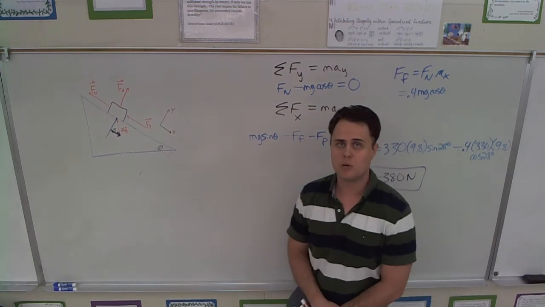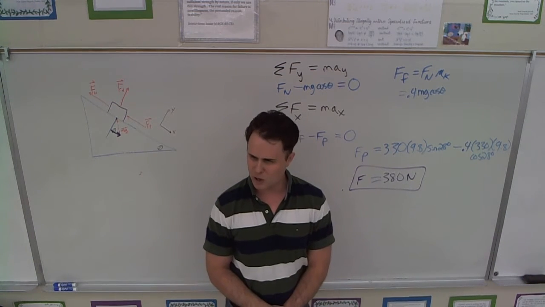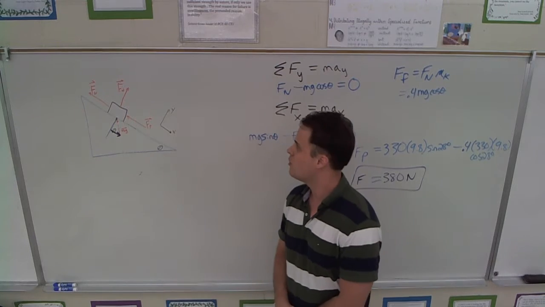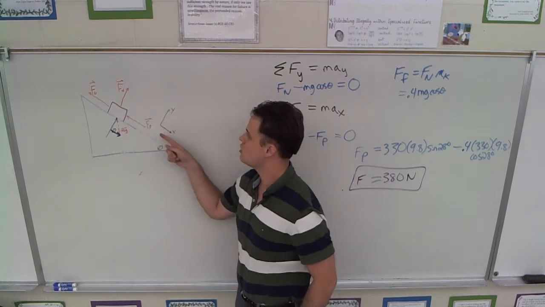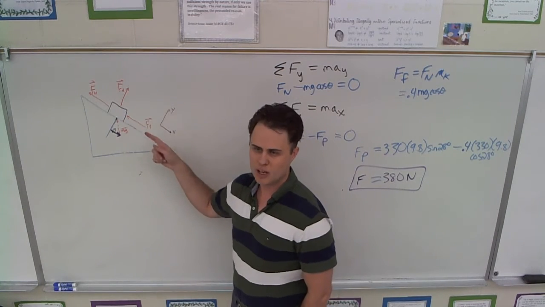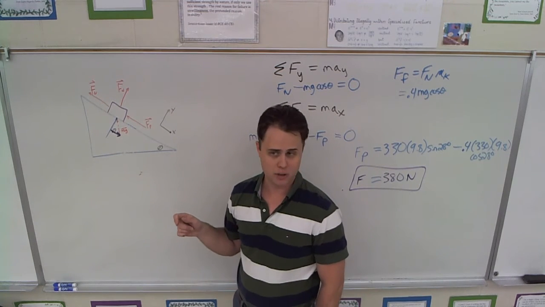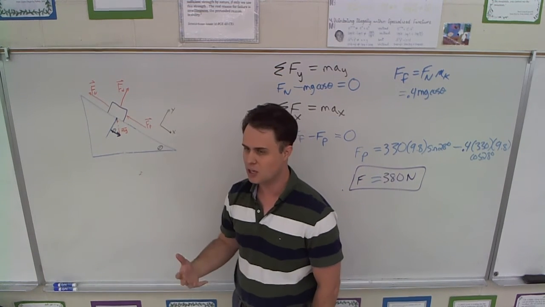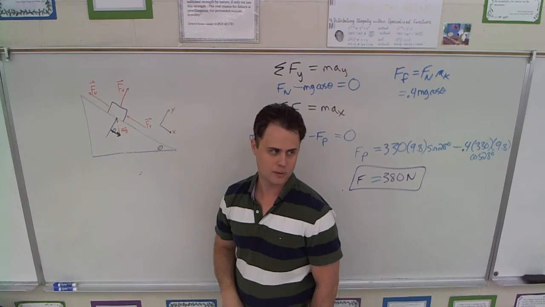Okay, so the second part of the question says the work done by the man on the piano. So let's think about what direction that's going. This is going that way. The piano's motion is trying to go which way? Down. So is it going to be a negative or a positive work? Depends where you make positive.